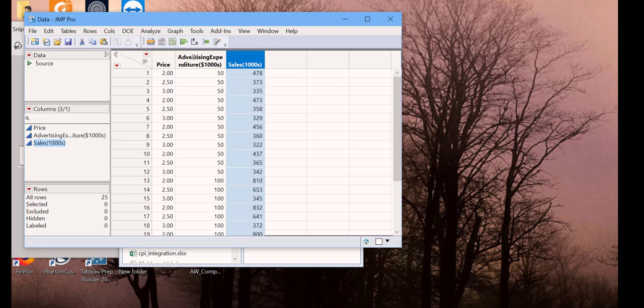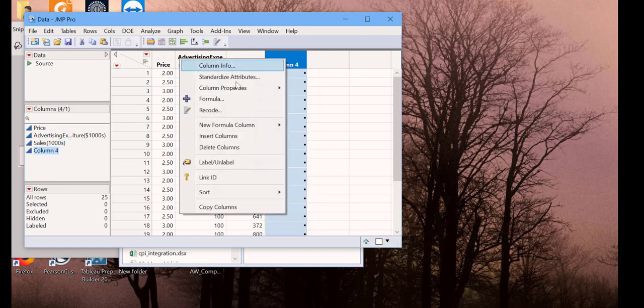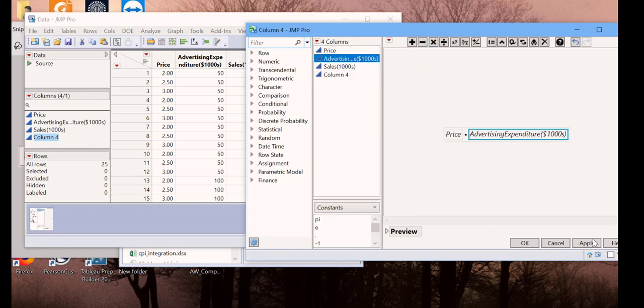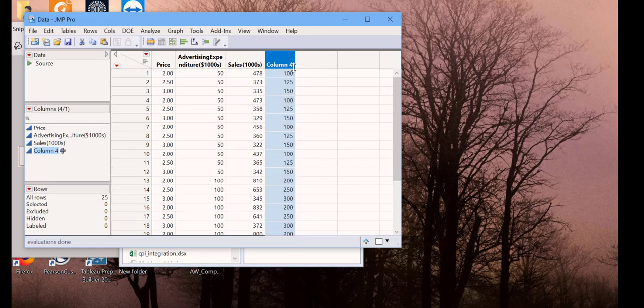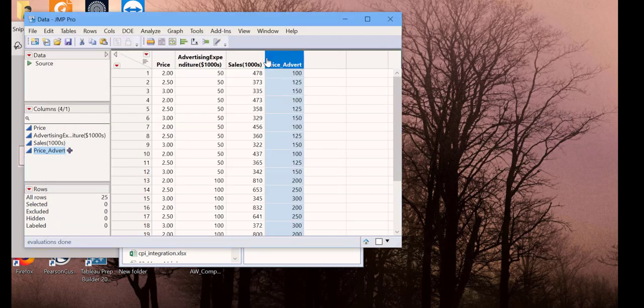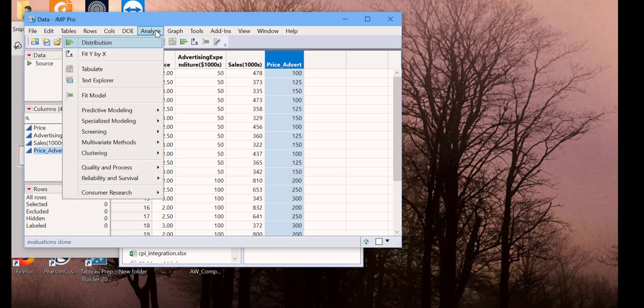To do that, we can activate this column, right-click, create formula, and then here we'll just say price times our ad spending. Click OK. And let's just call this price_ad, keeping the convention that we've been using, for ad spending. So this is our interaction effect of price and our ad spending. Then once we've done that, we will just follow the same process to run a regression model.